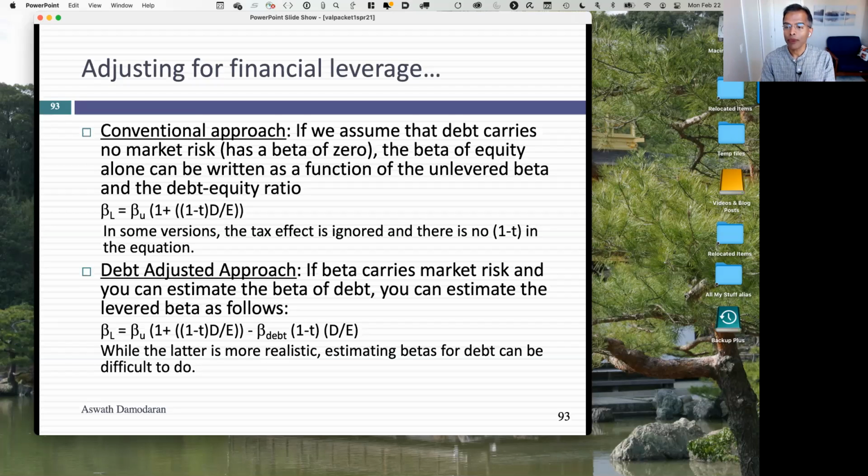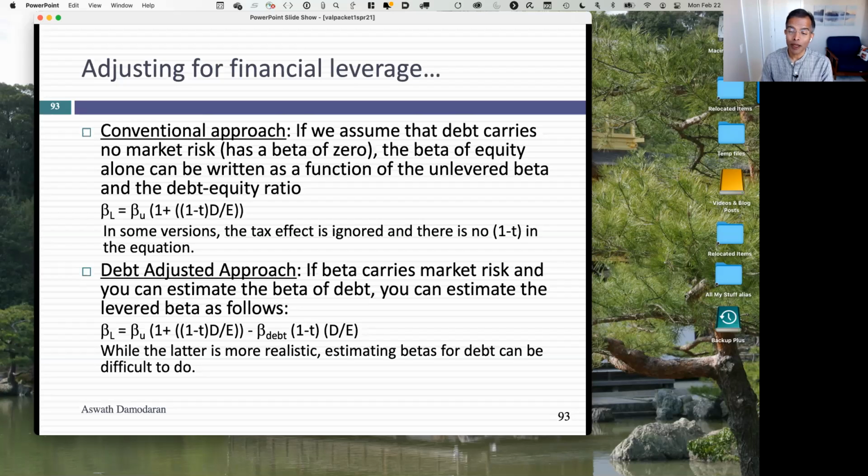Let me repeat that again. Your debt holders might have default risk, but that default risk can have nothing to do with operations. So basically, it's got to be almost uncorrelated with the rest of operating risk. The beta of debt has to be 0 for this equation to hold.